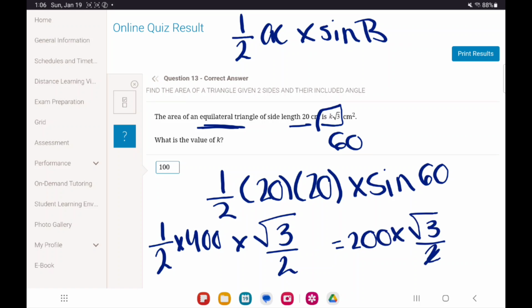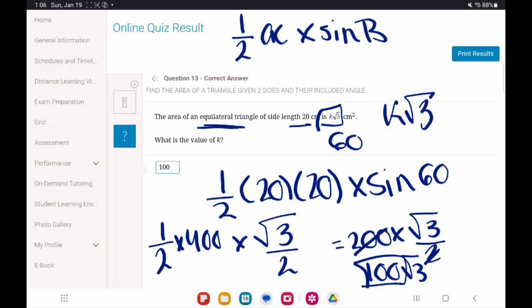Here you can divide by 2, you get 100 radical 3, and their value is k radical 3, and you found k, which is 100. And that's it. I don't know why the calculator won't show you the radical 3 form. It shows you 173.2. That's the decimal form of 100 radical 3.